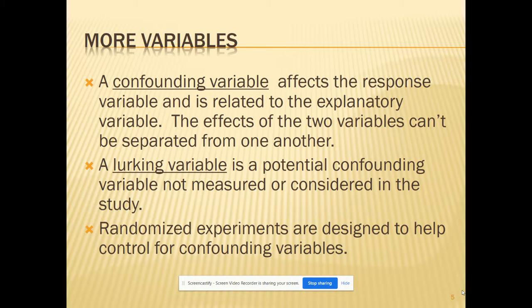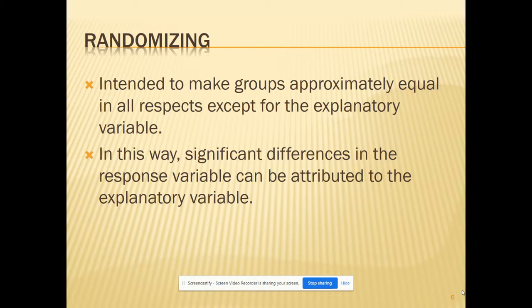We do randomization with experiments to control for confounding variables as much as possible, the variables that we are able to control for in the experiment. So randomization is intended to make groups approximately equal in all respects except for the explanatory variable. So by doing this, any changes that we see in the response variable can be attributed to the association with the explanatory variable.